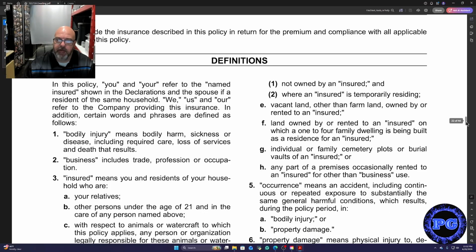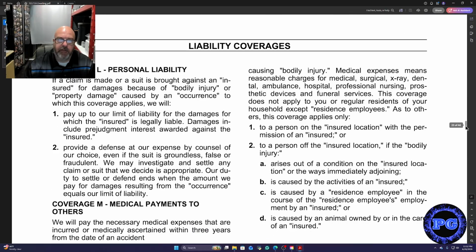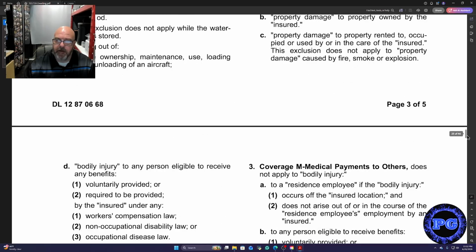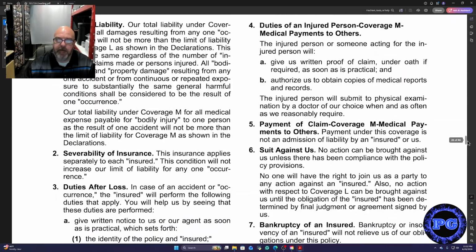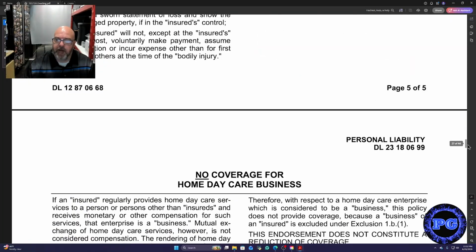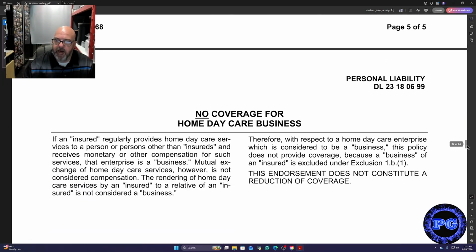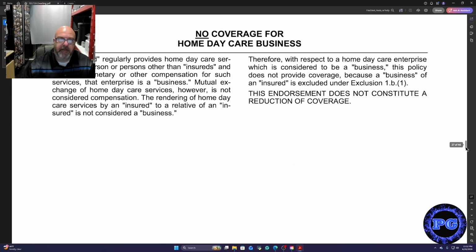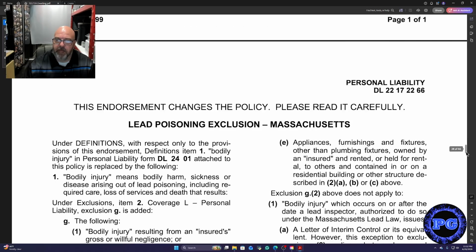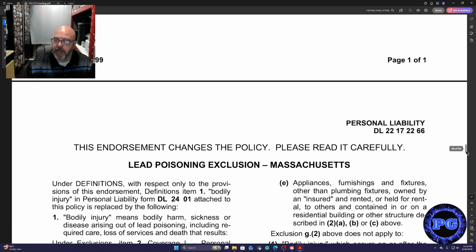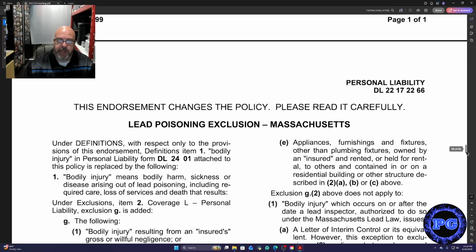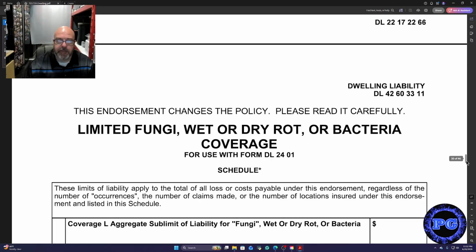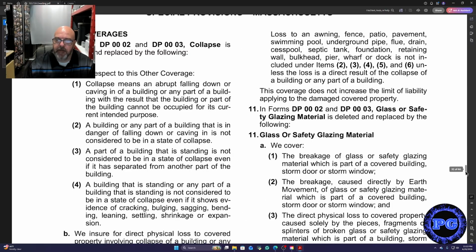So you got your personal liability agreement, the coverages, the personal liability, it goes on and on and on. So let's see, we're on page 25 here. This thing here is 505. Then you got no coverage if you have a home daycare business, so especially with the rental, it could be lead. They don't want children there. That could be a big liability risk. So they're saying, hey, we're not covering you for that. Lead poisoning exclusion, so there's all these things, lead, when you're talking about rentals. So limited fungi. What else we got?